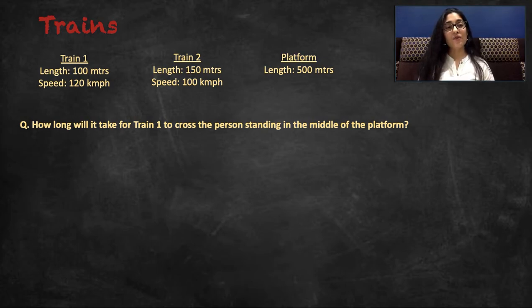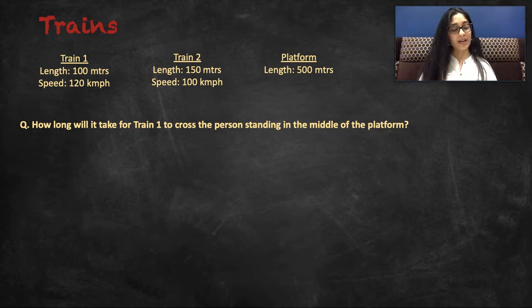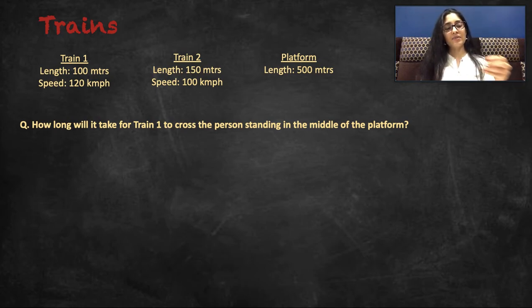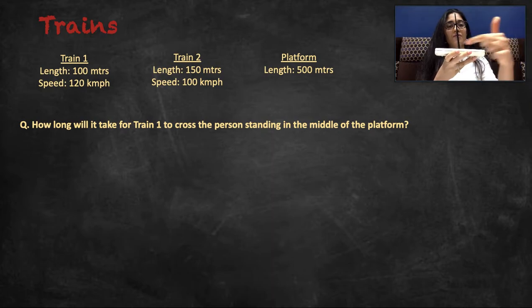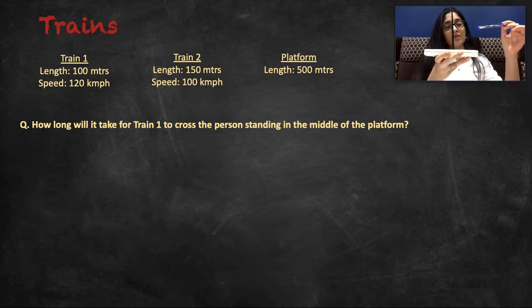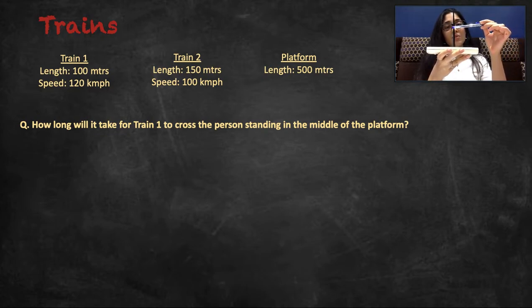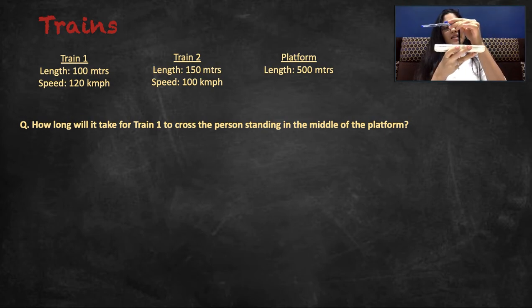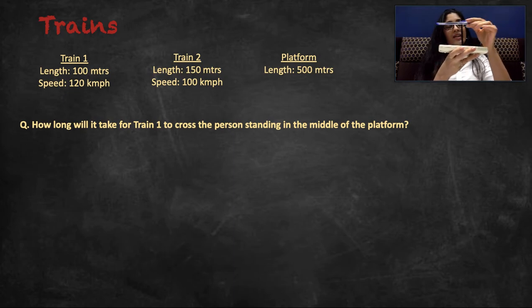Now let's see the first question. How long will it take for train 1 to cross the person standing in the middle of the platform? For this, I would like you to concentrate on my video and look at the visuals over here. Let's say that there is a person standing right in the middle of this platform. My question is, how long will train 1, so let's consider this pen as train 1, take to cross this person completely? Please look here carefully. The time taken by train 1 to cross the person will start right when the train is starting to cross the person till this. So this is the time that we have to calculate.